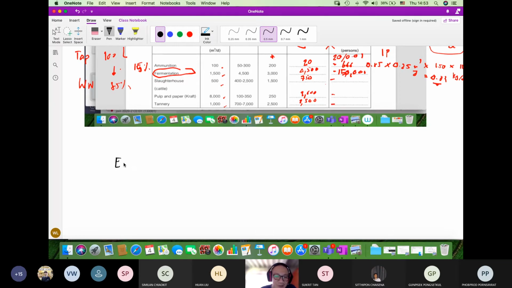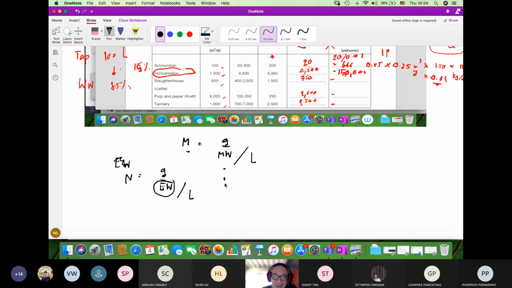Equivalent weight, EW. Molarity is grams divided by molecular weight, and then you dissolve it in 1 liter. But normality is actually grams divided by EW in 1 liter. So what is EW? This is normality, sorry. This one is molarity. I think everybody is familiar with this one.